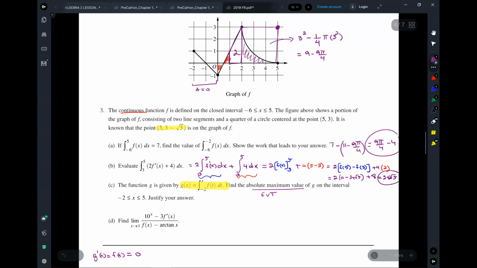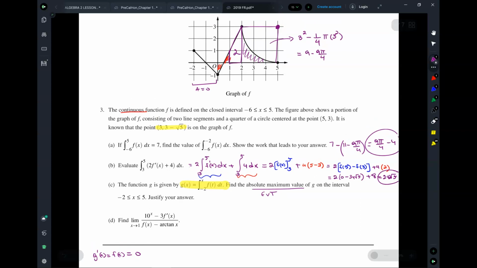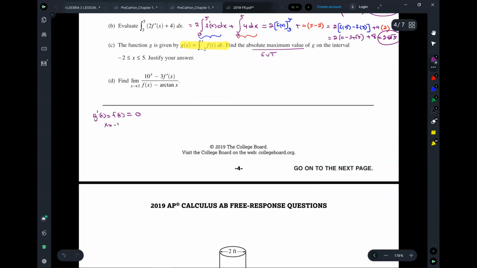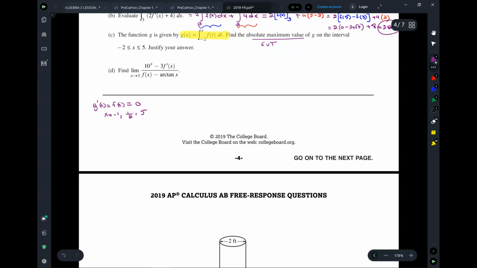At a lot of places. Well, what's one of them? -1. What's another one? 1/2. And at 5. Okay? So x equals -1, 1/2, and 5. Okay, so those are identifying the critical points. So far you have been eligible for 2 points. One is to set this equal to 0. One is to identify these points.